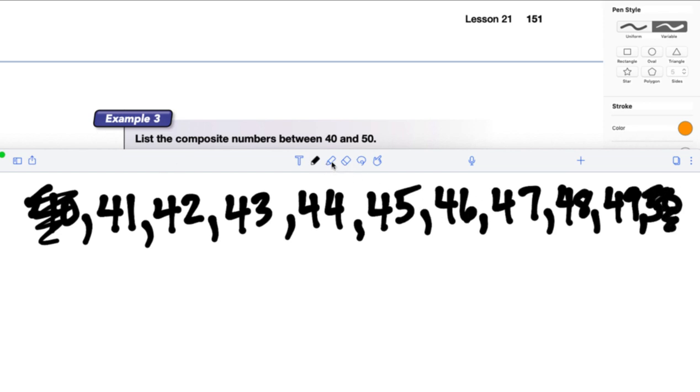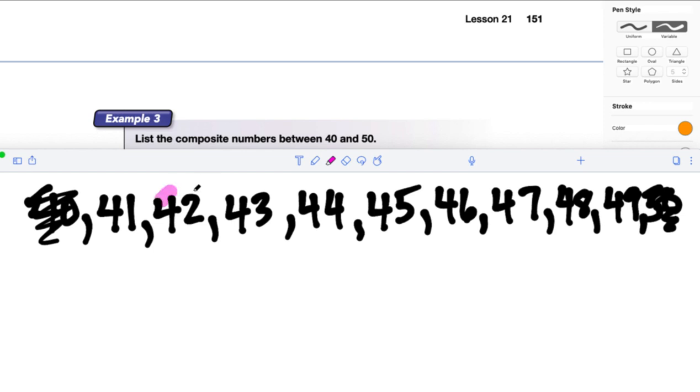And so really what you want to do is think, do you know two numbers other than 1 and that number that will multiply to give you 41, 42, 43, 44, 45, and so on? Now, the first thing about composite numbers: after the number 2, all even numbers are composite. I'm going to say it again. After the number 2, all even numbers are composite. In fact, the only prime even number is 2. All even numbers, aside from 2, are composite.